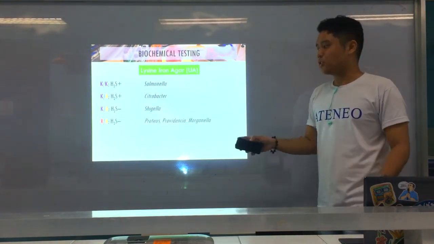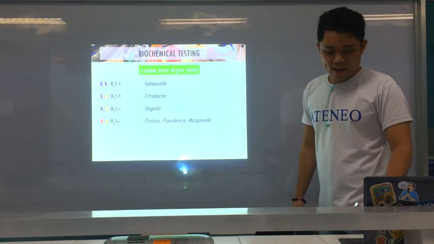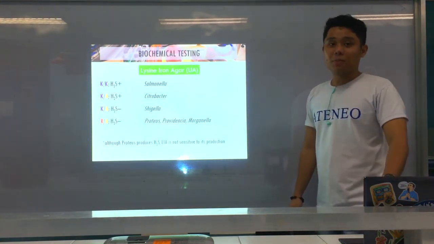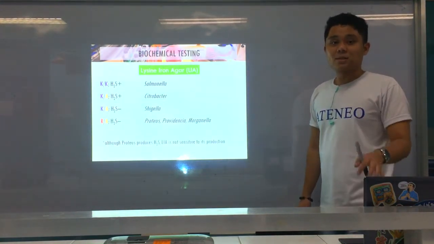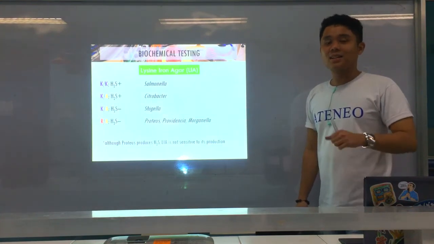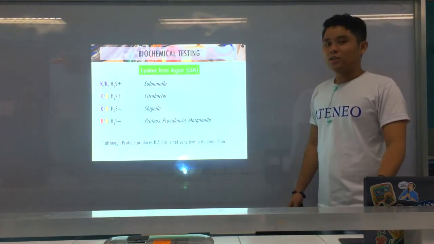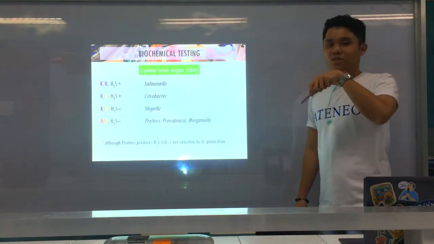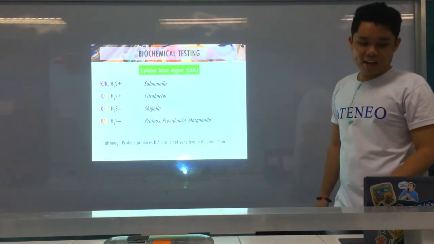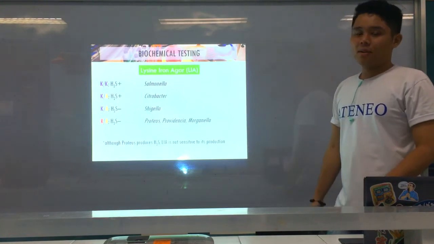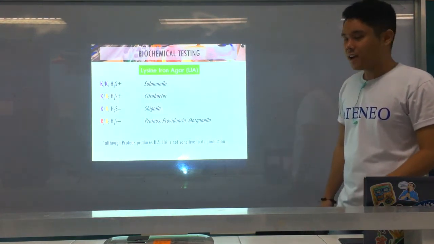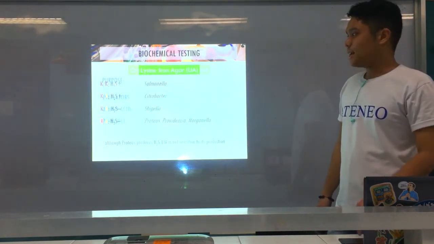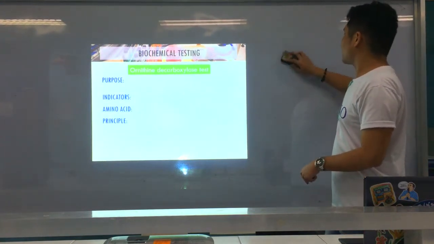Sila gina magsigkuyog. Proteus, Providencia, and Morganella. But note, Proteus, di ba, produces H2S. Remember? Appear siya sa space. But, ang LIA, it's not sensitive to its production. Okay? So, dili niya ma-detect ang production sa Proteus sa H2S. So, negative ragyapon siya sa H2S in this culture medium sa LIA. Okay? Alright. Ayan. Okay, now we go now to the next test.